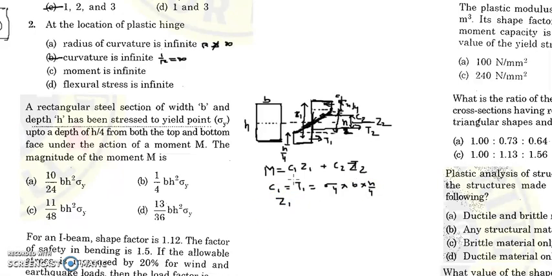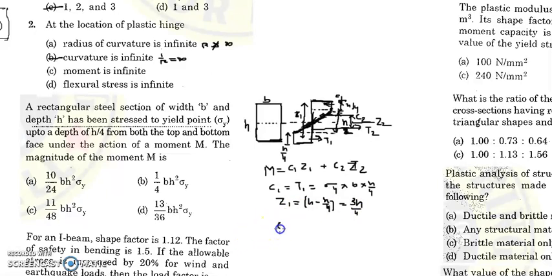So what is Z1? Now look at this. This is Z1, the uniformly stressed area. This h by 4 and this h by 4, and this is the center. From here it is going to h by 4 by 2, h by 8, minus this also is going to be at h by 4 by 2. So Z1 is going to be h minus h by 4, so we get 3h by 4.